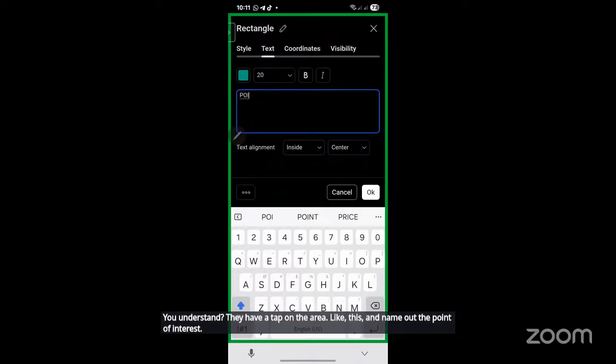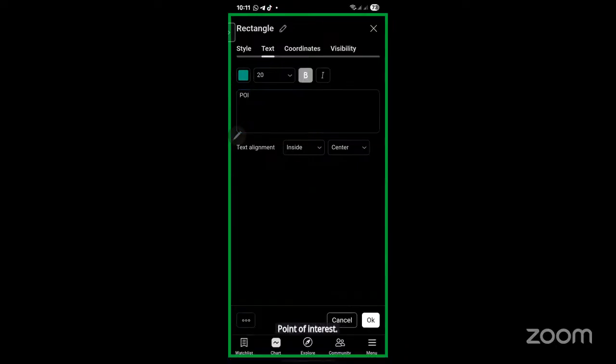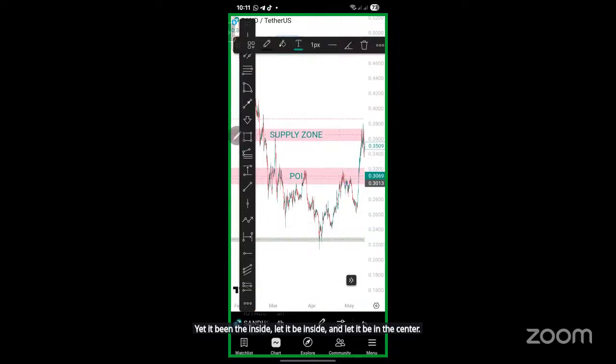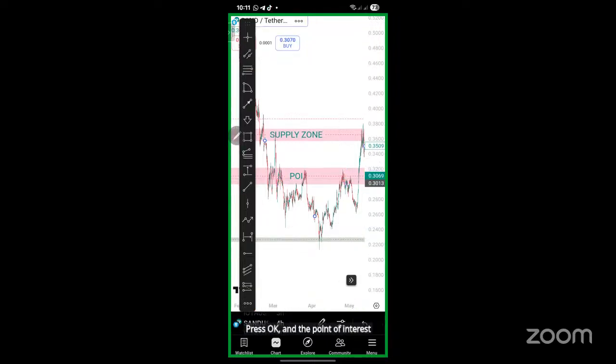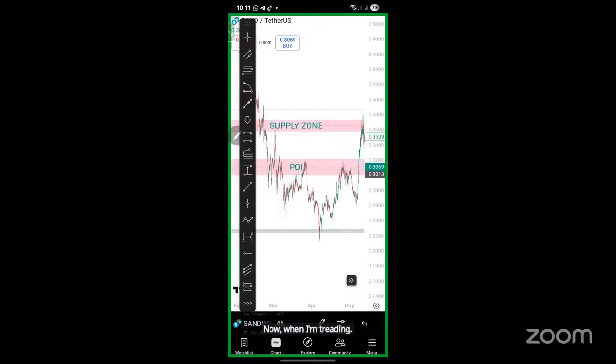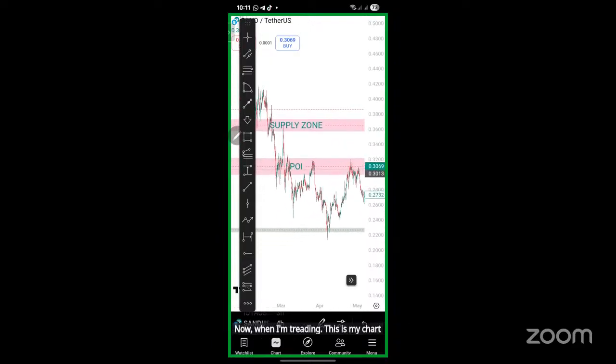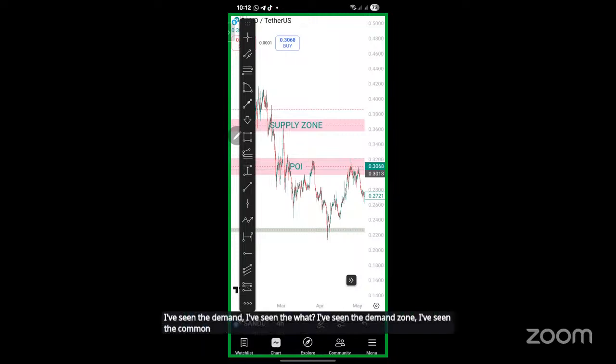Point of interest. Bold it, italicize, let it be inside, and let it be in the center. Press OK, and the point of interest will always be there. Now, when I'm trading, this is my chart. I've seen the supply, I've seen the demand zone, I've seen the common area of reaction, the point of interest.